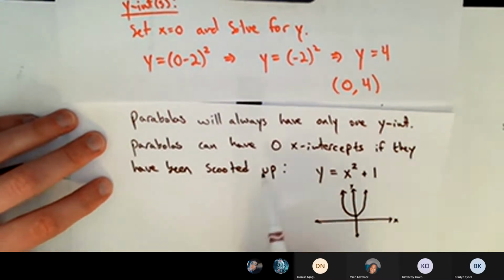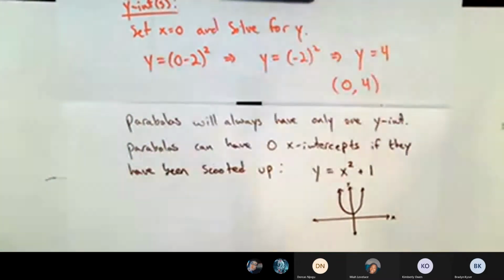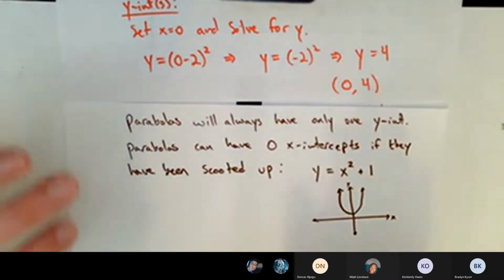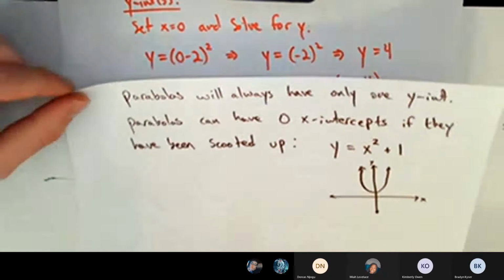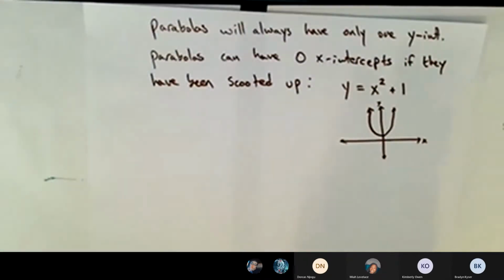It's been scooted up. What is an x-intercept? It's where it crosses the x-axis, but it's not going to cross the x-axis because it's up here, right? Now, if I flipped it upside down, then it would, but we'll get into that. That's getting into some extra details that we don't need to discuss yet.